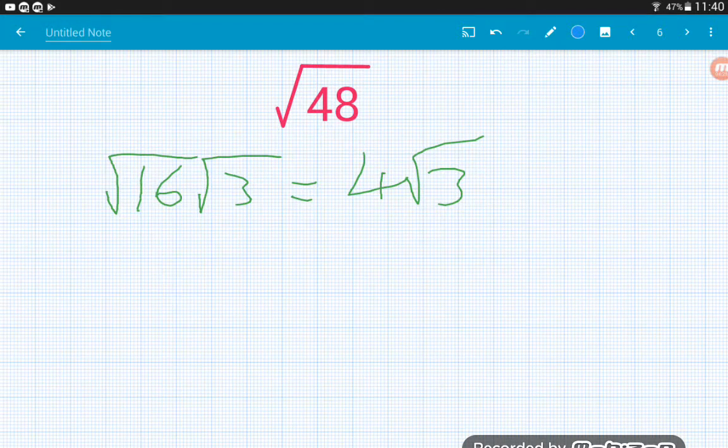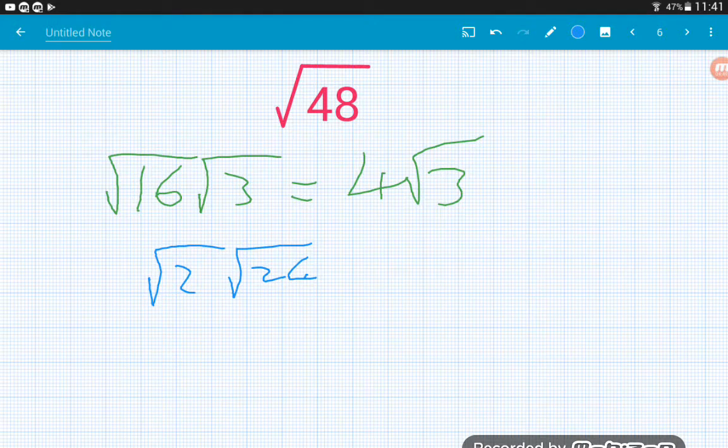So we might spot, well, 48 is even. I can't think of any square numbers to go into it. But let's see what happens if we take out a factor of 2. So let's write root 48 as root 2 root 24. Now we can do that because 2 times 24 is 48. Now there's nothing there that we can do to get rid of a surd.